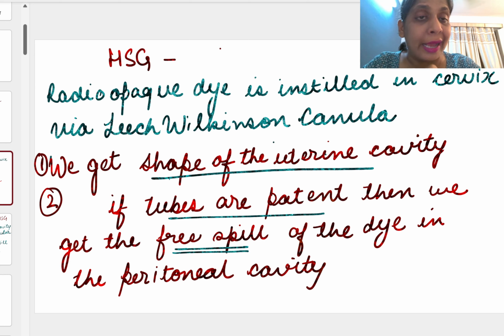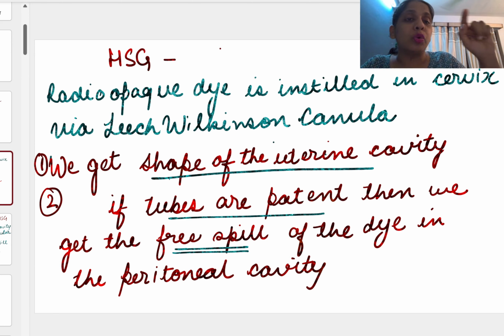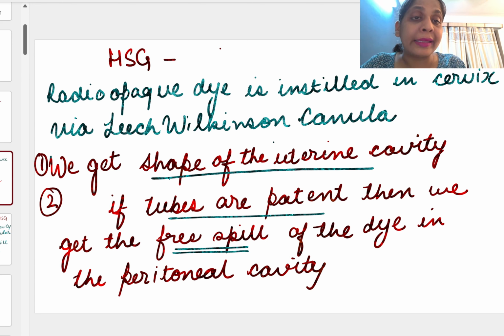Now that dye from the cervix goes into the uterus, then it goes into the fallopian tube, and then the dye comes out into the peritoneal cavity. Basically this dye tells us about the shape of the uterine cavity. What is the shape of the uterine cavity? And number two, it tells us whether the ducts are patent or not.